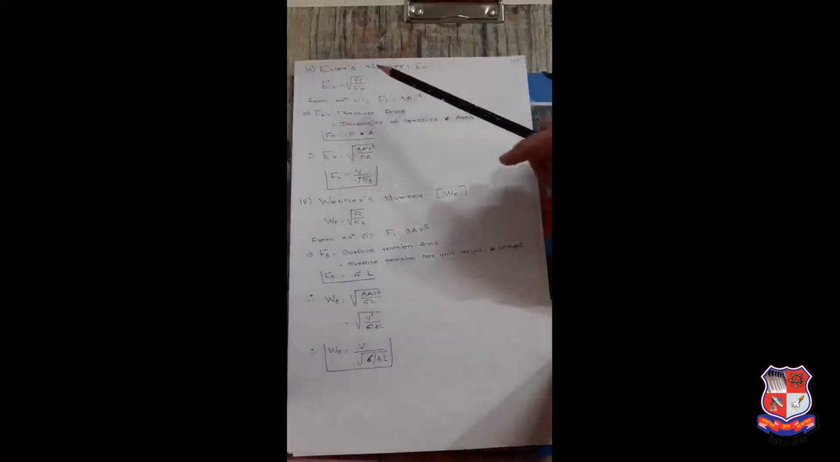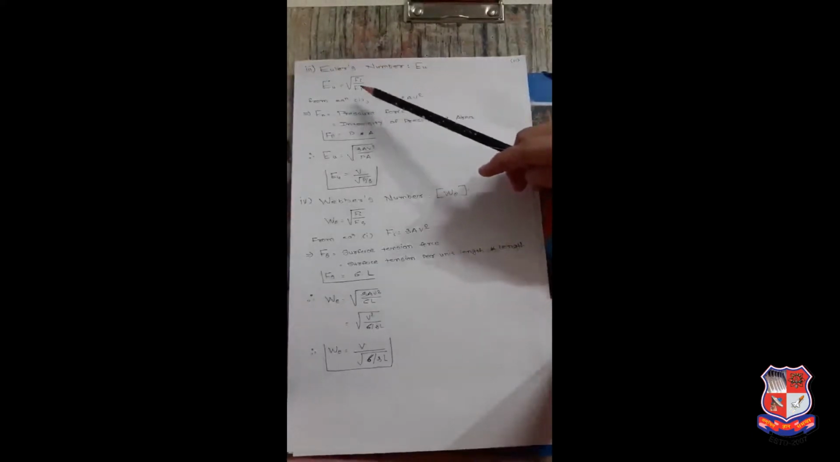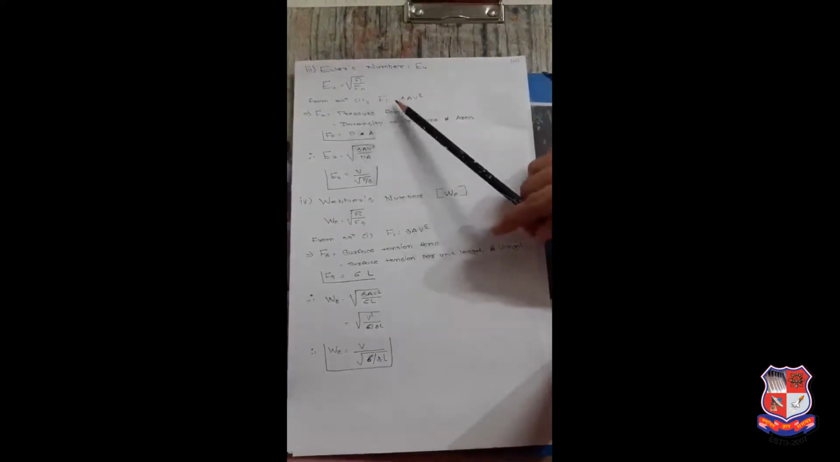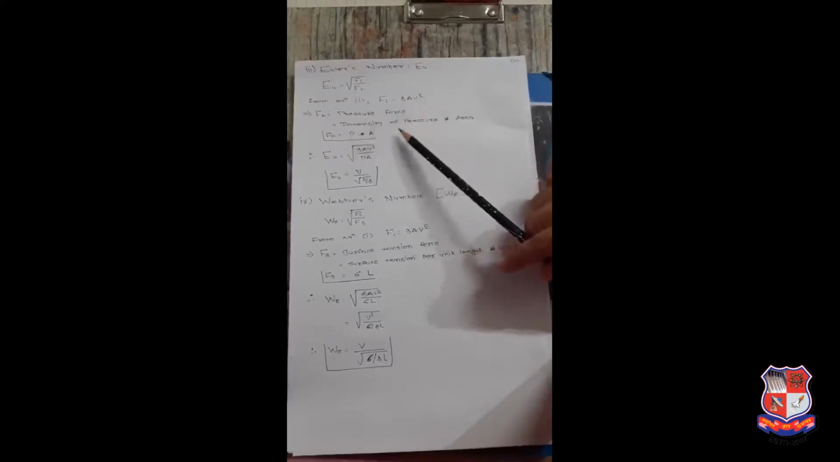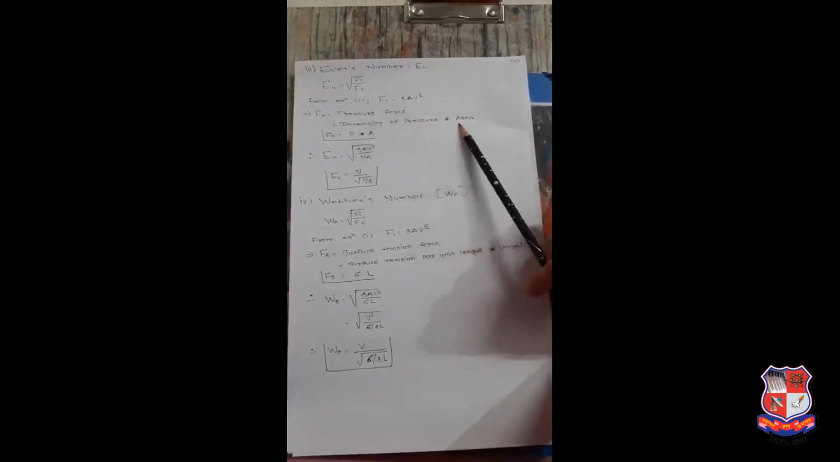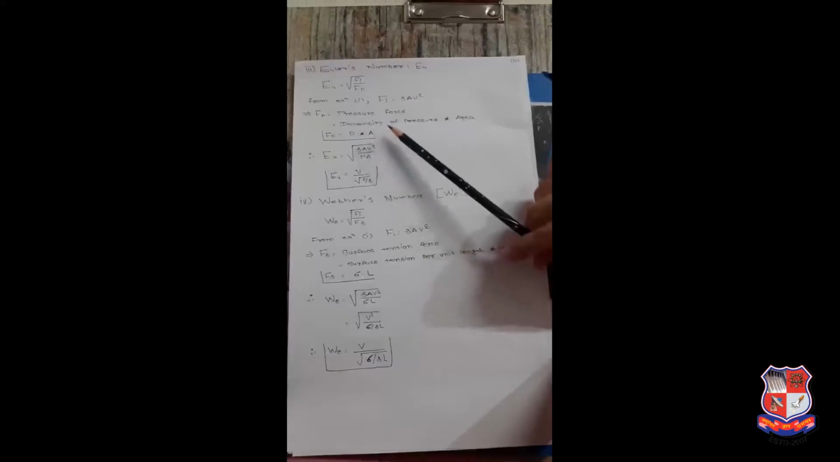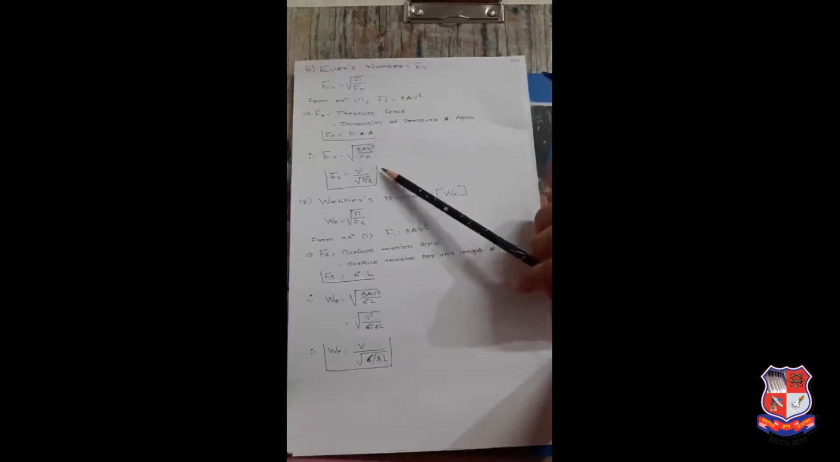Euler's number. Euler's number is the square root of the ratio of inertia force and pressure force. We have already derived the equation of inertia force, rho A V square. Pressure force is equal to intensity of pressure into area. It is simply P into A. So finally we get the equation of Euler's number. Eu is equal to V divided by square root of P by rho.